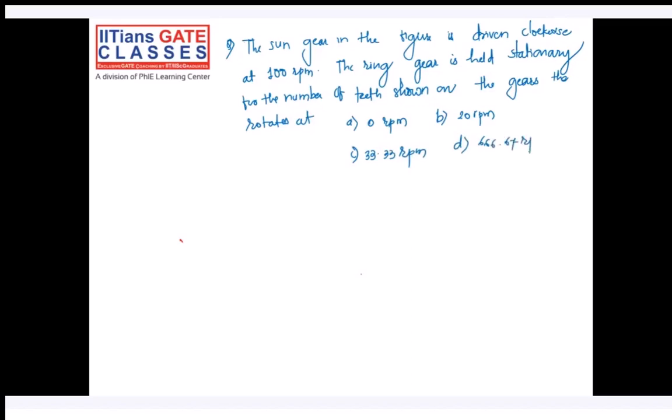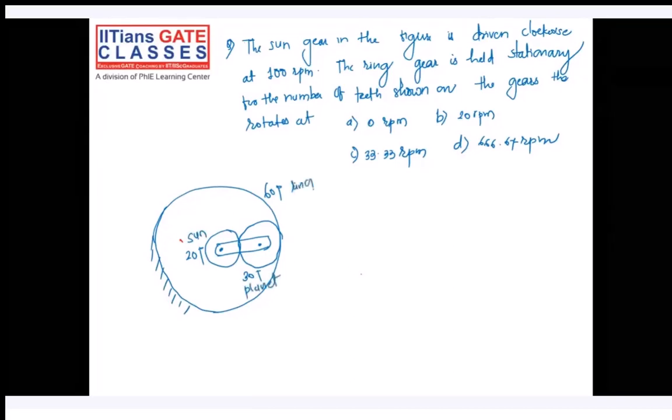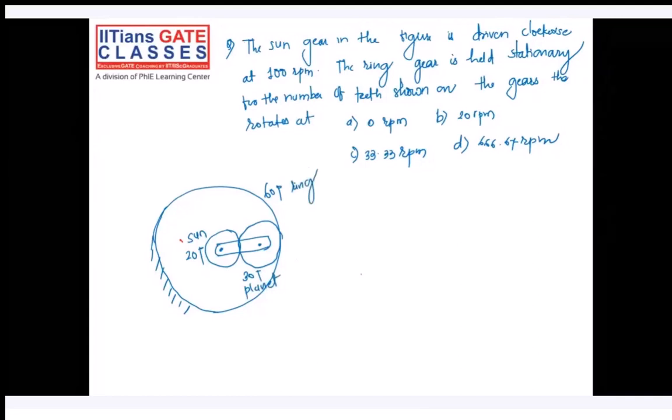Okay, all these questions are previous year questions. So let's take this figure. The sun gear has 20 teeth, then we have the planet gear with 30 teeth, and the ring gear with 60 teeth. This is sun, this is planet, and this is the ring. So try to solve this question, think on it, and let me know your answer.